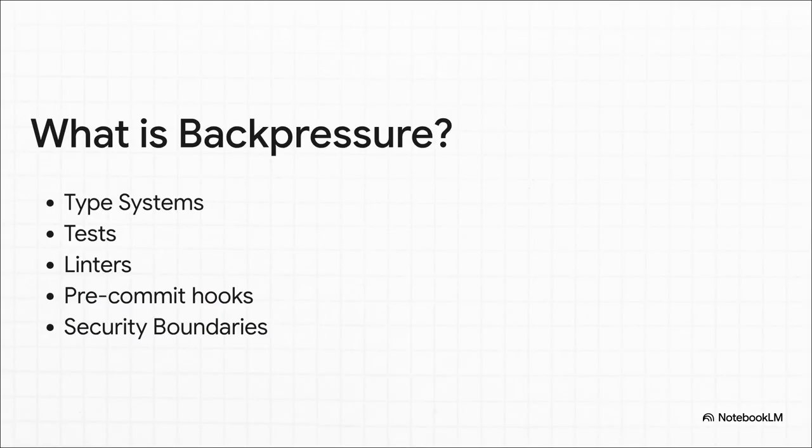So what's the mechanism that makes all this possible? It's something called back pressure. Think of these as all the automated feedback loops you might already have. Things like type systems, linters, unit tests, security boundaries, pre-commit hooks. They automatically push back when the agent messes up, which lets it detect its own mistakes and, crucially, correct them, all without you having to step in.